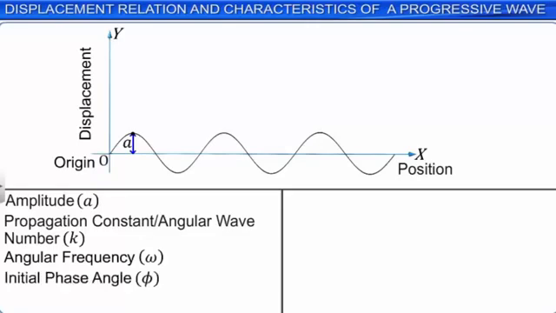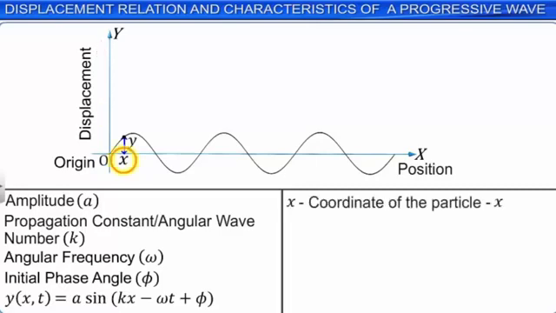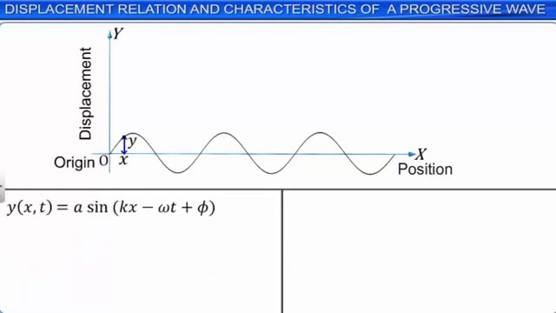Using the equation y of x, t is equal to A sine (kx minus omega t plus phi), where y is the displacement of the particle in the y direction, x is the x-coordinate of the particle, and t is the time lapsed from the origination of the wave. The displacement equation of the particle is expressed as y(x,t) = A sin(kx − ωt + φ). This equation represents a progressive wave traveling along the positive direction of the x-axis. That is, from left to right.